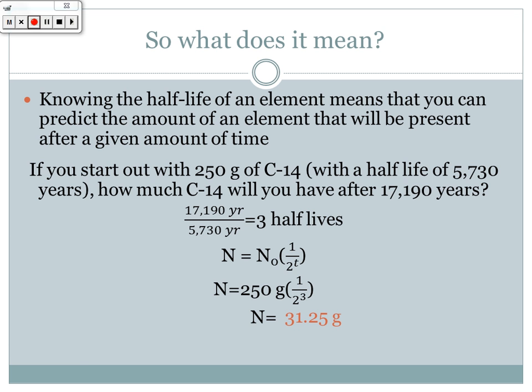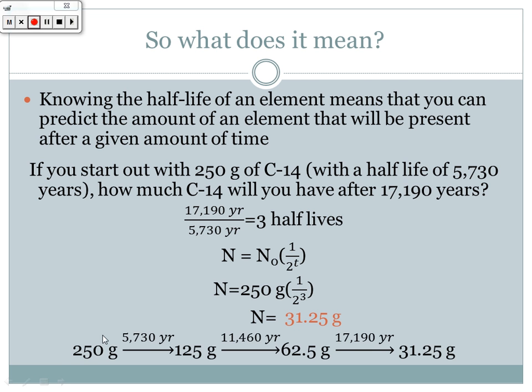Now, another way to look at this is to say that if I start out with 250 grams, after 5,730 years, I'm going to have 125 grams. That's one half-life. Another half-life passes by, so 11,460 years later, I have 62.5 grams. That's 2 half-lives. And after my third half-life, 17,190 years, I only have 31.25 grams. So I divided my mass by 2 for each half-life. So 250 divided by 2 is 125, divided by 2 is 62.5, divided by 2 is 31.25.